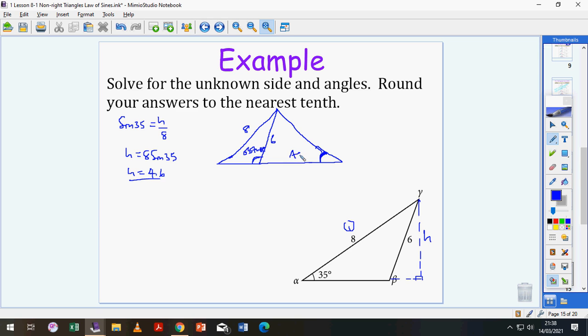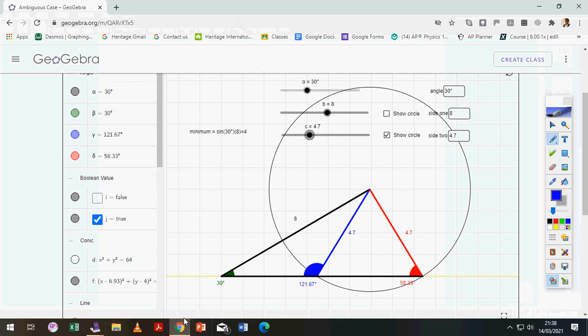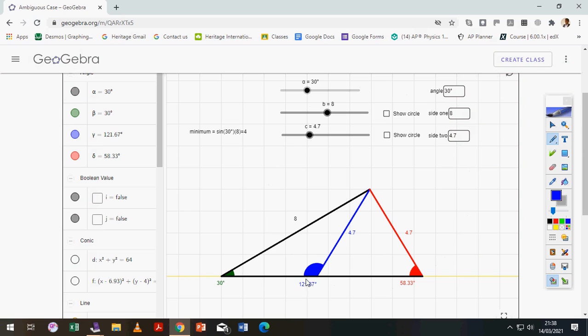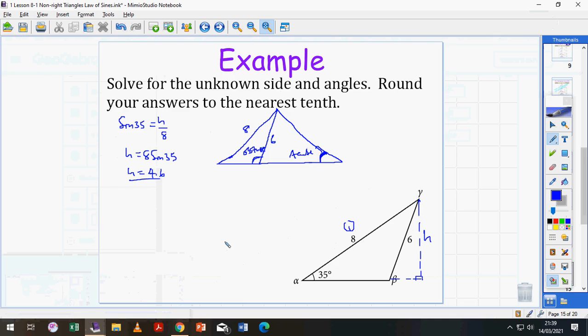Just showing it to you here. In these two possible triangles, one had an angle of 121.6, which is obtuse, bigger than 90 and less than 180, and the other had an acute angle of 58.3. So you'll be required to solve for those two possibilities of this situation. That's what we're going to do in this example, and everything else is the same as we did before. It's just the knowledge of the ambiguous case of the sine law.